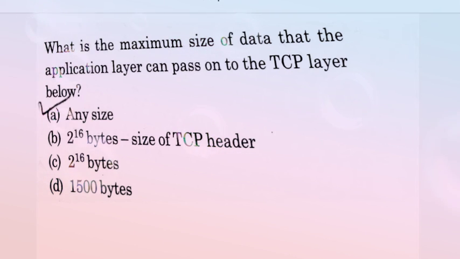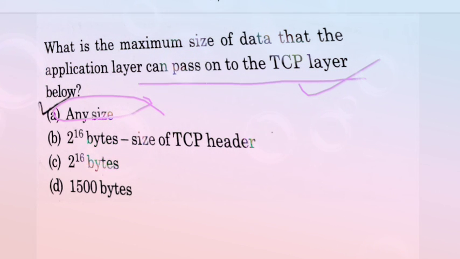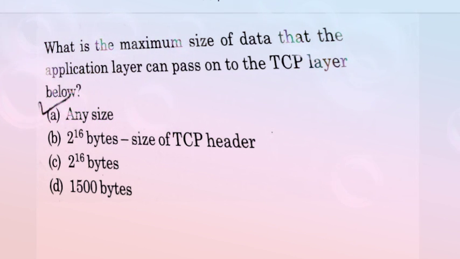What is the maximum size of the data that the application layer can pass to the TCP layer below? We can easily say that the maximum size of the data is any size. There is no defined size for the data which is passed through the transmission control protocol. Okay, so option A is the correct answer. Now come to the next question.